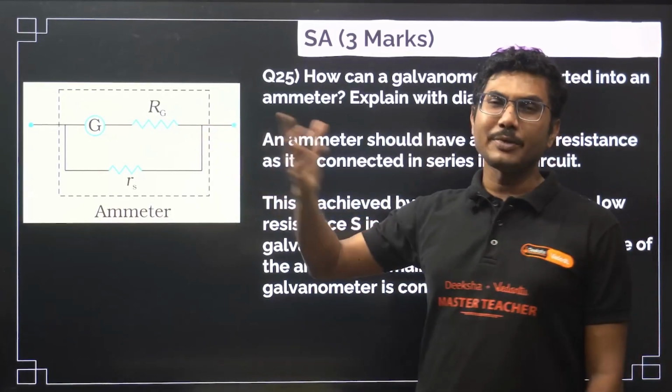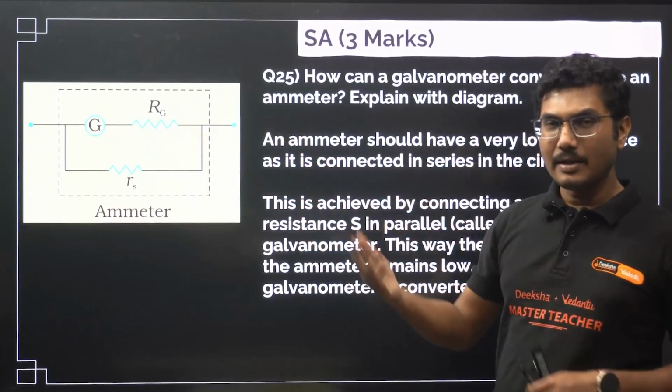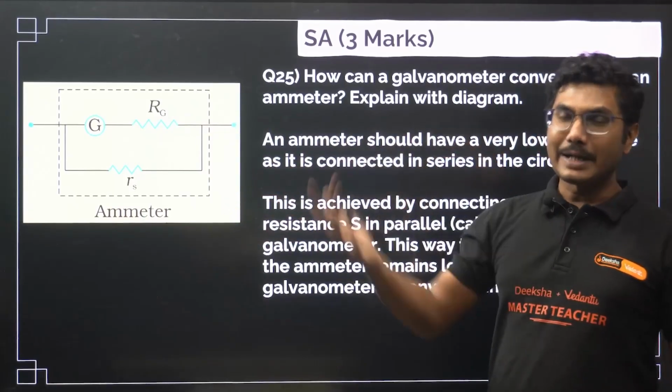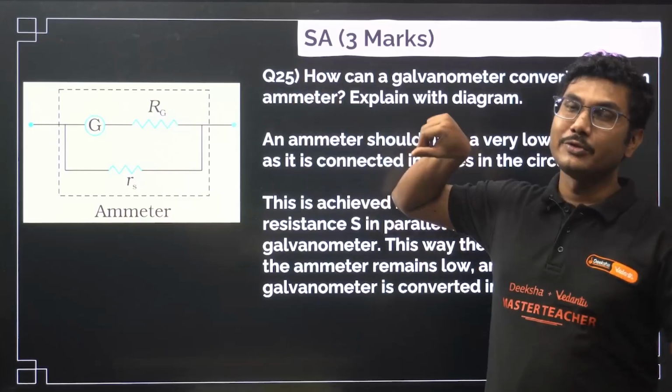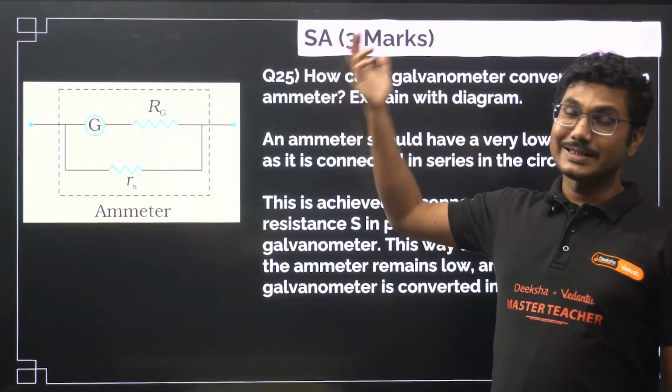Now, in series combination we know that resistances get added. So, the lower the resistance, the better, it will not change the original resistance. And for parallel combination we know that the resistances get added inversely.